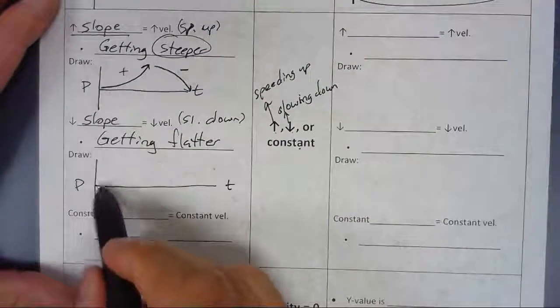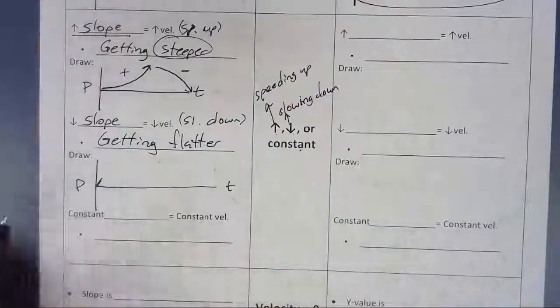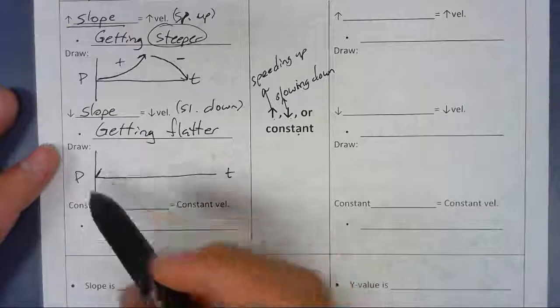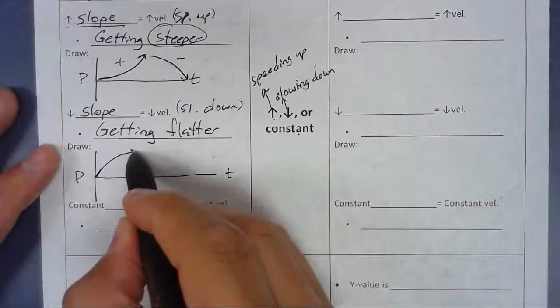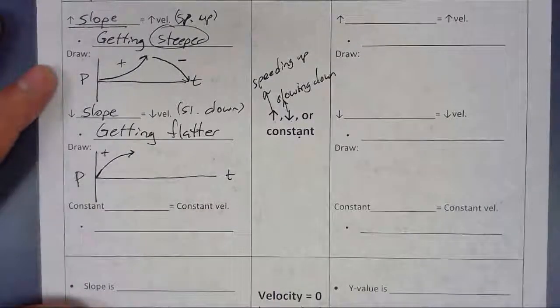So positive first. Let's imagine the graph starts out like this. And then imagine as time goes on, instead of a straight line, we want it to get flatter and flatter and flatter, so it would look something like this. So that's a positive decreasing slope, which is a positive decreasing velocity. That object will be slowing down, moving in a positive direction.